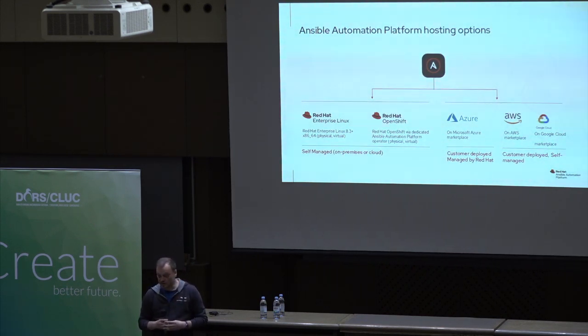But in the case of AWS and Google Cloud, the customer is deploying this solution, Ansible Automation Platform, by itself, and also has to manage it, of course, with support from Red Hat, but it's a self-managed solution.